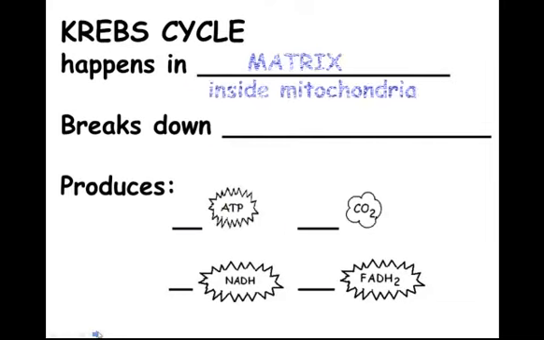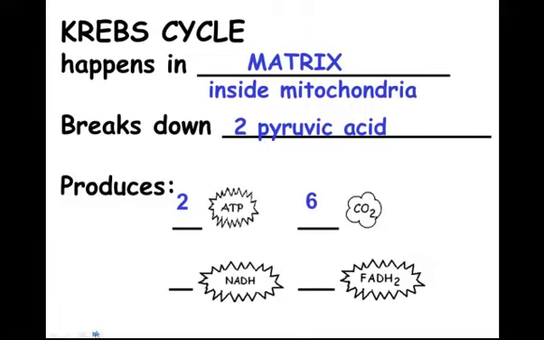We're going to take those pyruvic acids in the matrix of our mitochondria and break them down, taking the carbons off one at a time. And for the 2 pyruvic acids, I'm going to get 2 ATPs, 6 carbon dioxides. Remember, glucose had 6 carbons in it, so 6 carbon dioxides. I'm going to get 8 NADHs and 2 FADH2s.